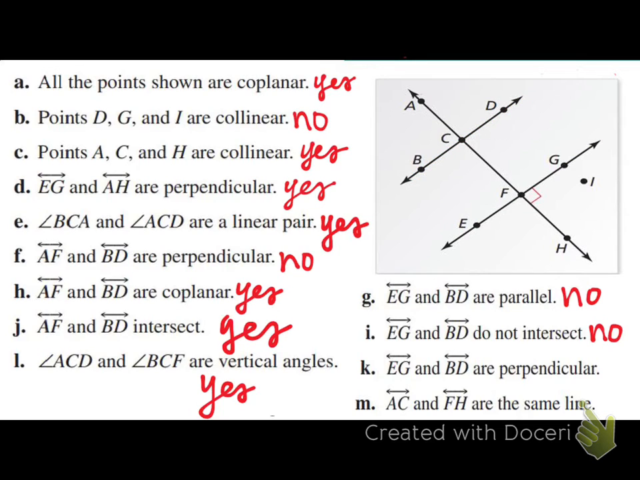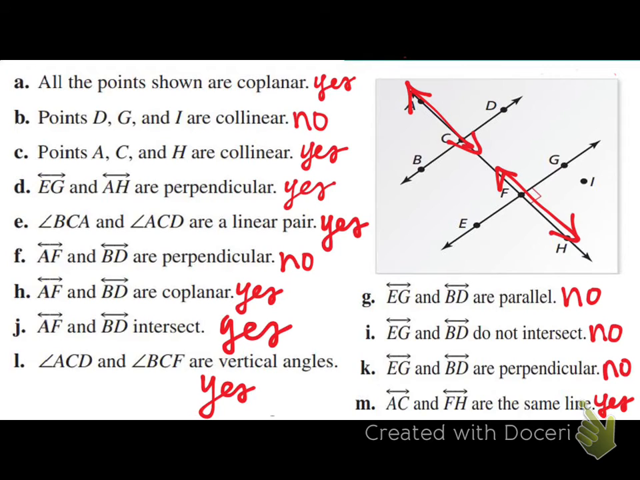EG and BD are perpendicular? Definitely no. They have to intersect and form 90, so no. And then AC and FH are the same line. This is a yes. The arrows extend infinitely. It makes the same line. Question on any of these?